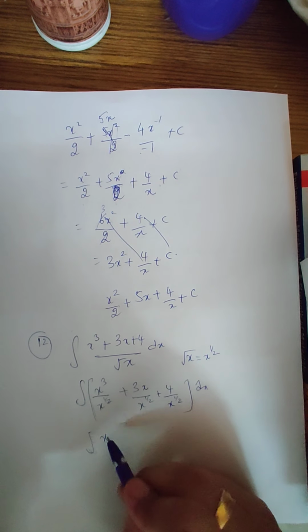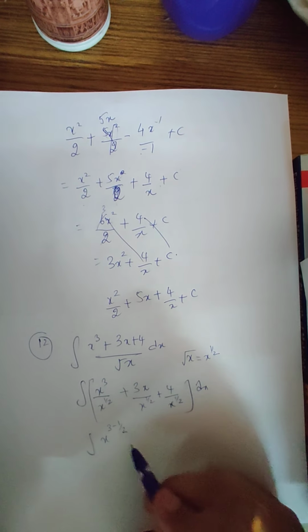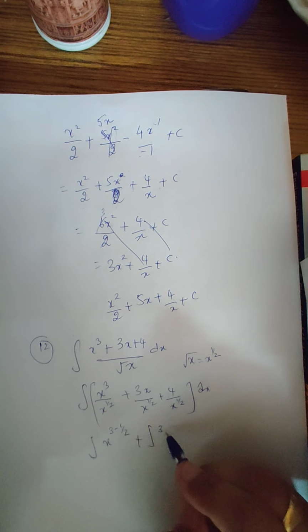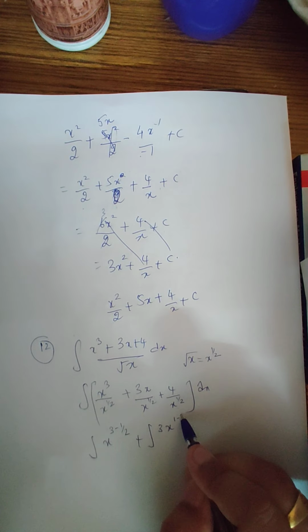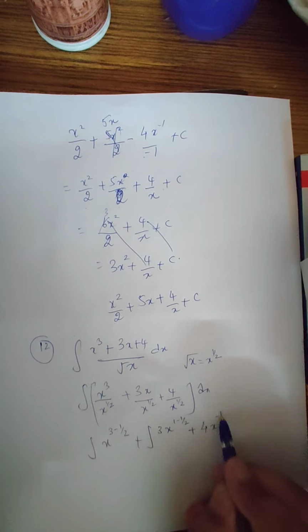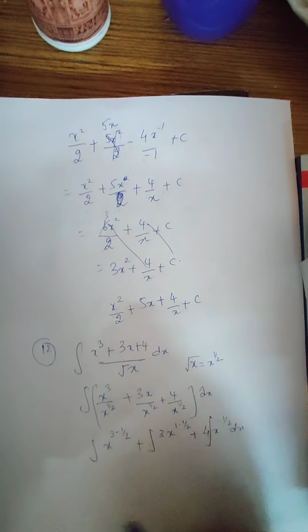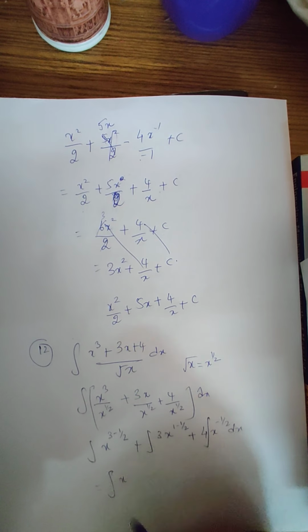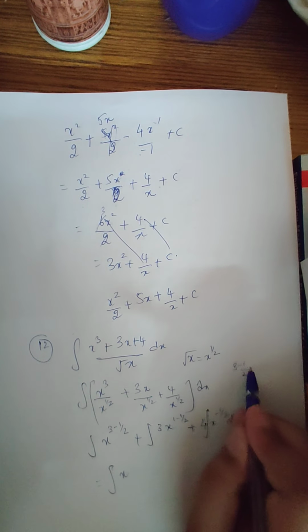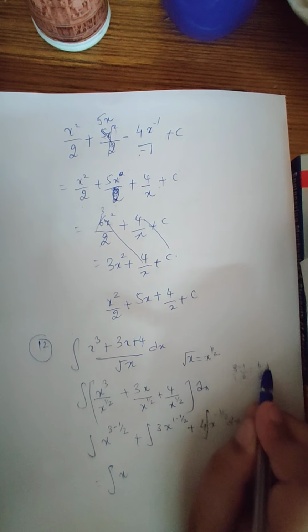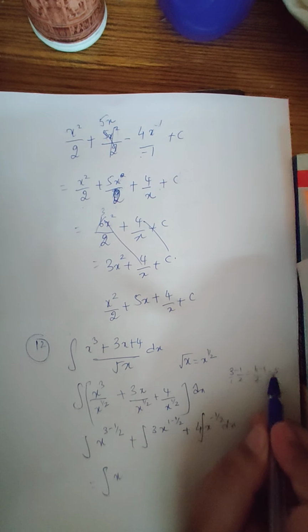So this will be integration of x power 3 minus 1 by 2 plus integration of, I am just taking the integrals inside, 3 x to the power of 1 minus 1 by 2 plus 4x to the power of minus 1 by 2 dx. So that will be integration of x power, 3 minus 1 by 2, LCM is 2, 1 2s are 2, 2 3s are 6, 6 minus 1 is 5 by 2.